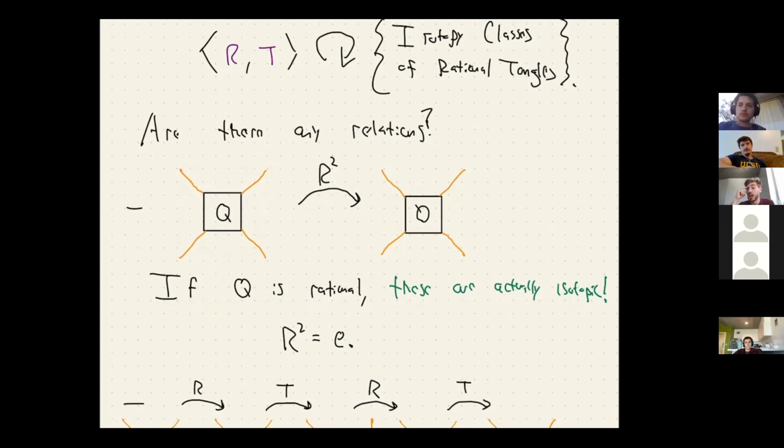So acting on the set of all tangles, R has order 4. That's pretty obvious because if we rotate 4 times, that's certainly just doing nothing. But on the set of rational tangles, it actually has order 2 on the isotopy classes of rational tangles. So that's telling us that R squared is the identity.